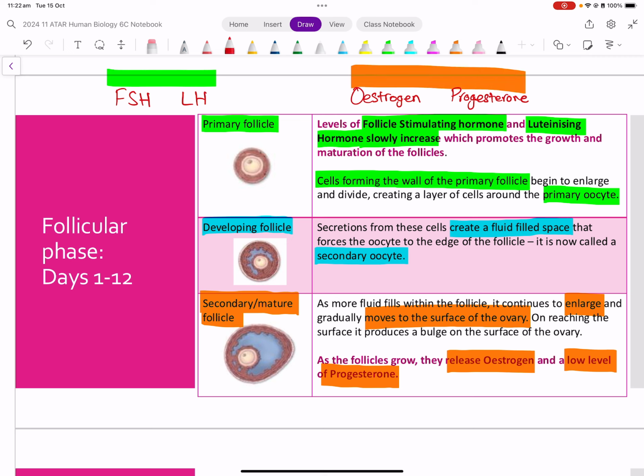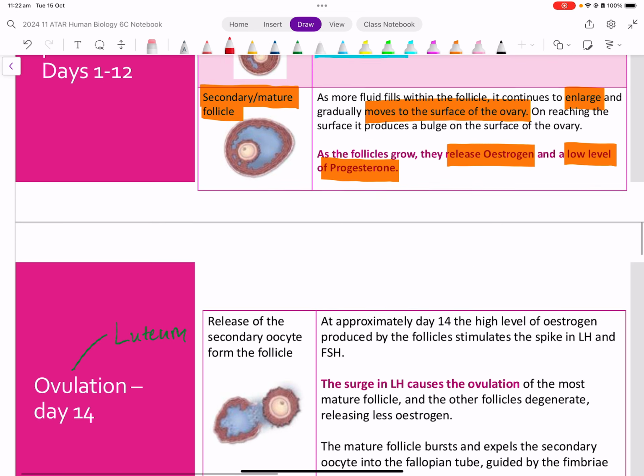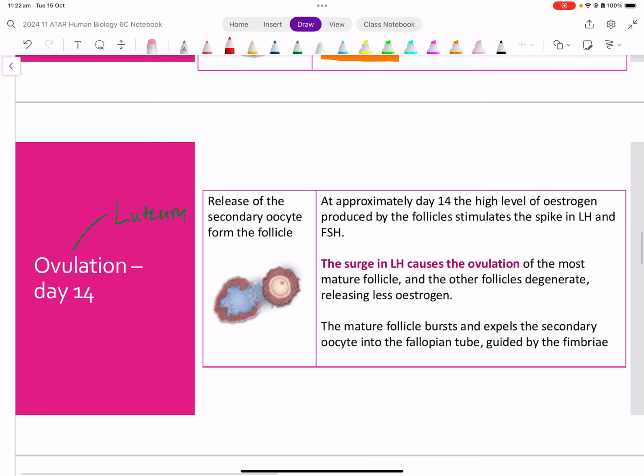So these ones over on the left are what we call the pituitary hormones, and if we were to put a name on these hormones on the right-hand side, they would be the ovarian hormones, as they're released by the ovary, or the follicle itself, I should say. So after the follicular phase, we move into about day 14, known as ovulation.